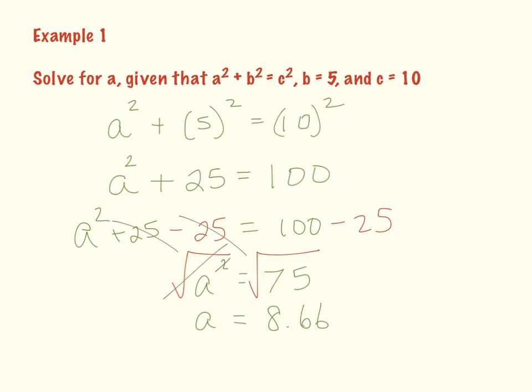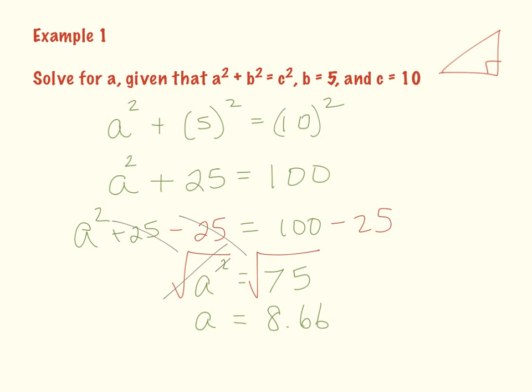Now notice, again, it's 8.66. There's no negative 8.66, because this equation is talking about the sides of a triangle. So how can the sides of a triangle ever be negative? It doesn't make sense. So we're going to say 8.66 is our answer, no negative 8.66, just positive 8.66. And that's going to be our final answer for this.